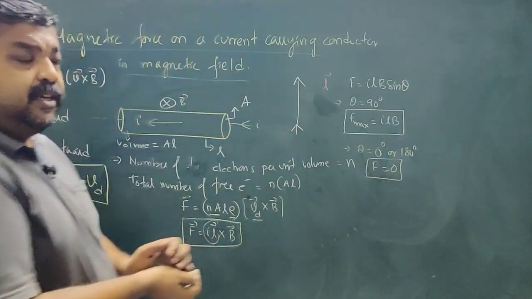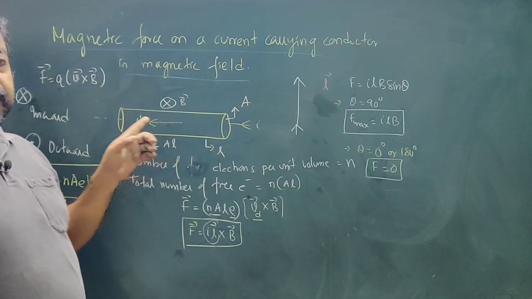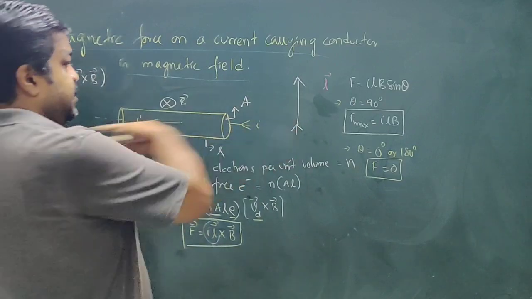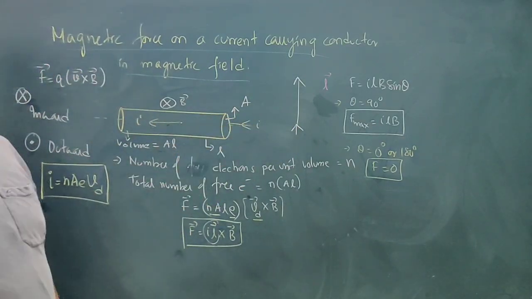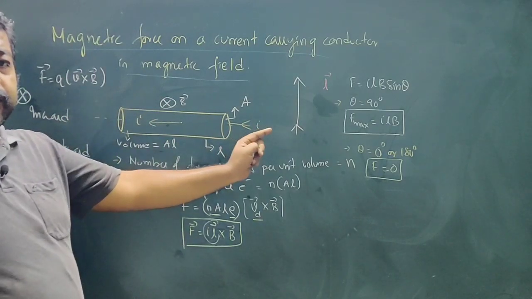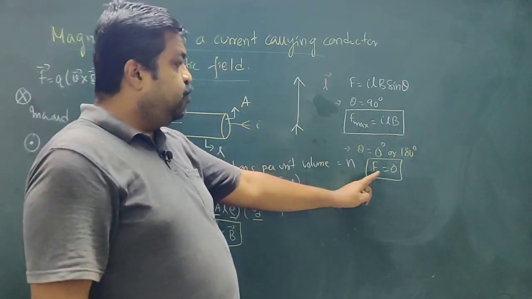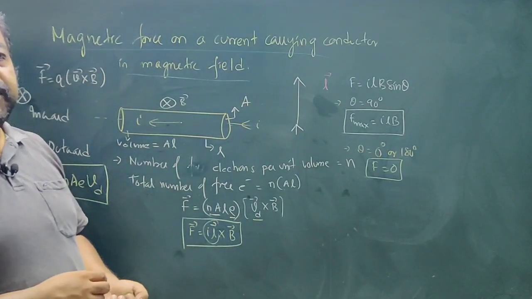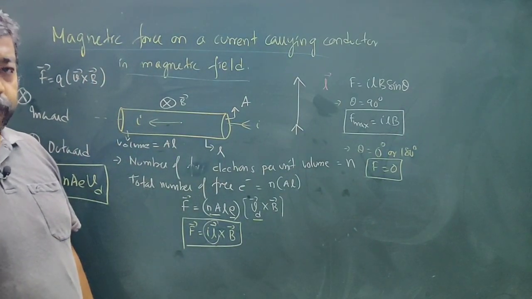So that means if this conductor is placed such that the current is flowing in the direction of the magnetic field, meaning the magnetic field is either in this direction or in this direction, either parallel or anti-parallel to the direction of flow of current, in either of the two cases, the force experienced by the conductor will be 0. It is not going to experience any force.